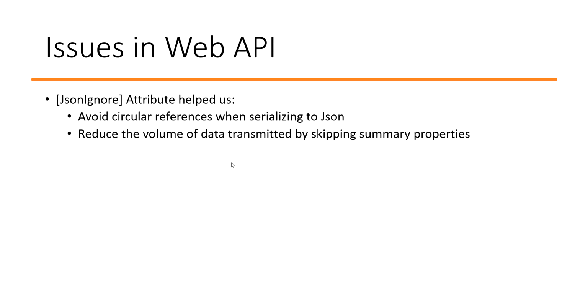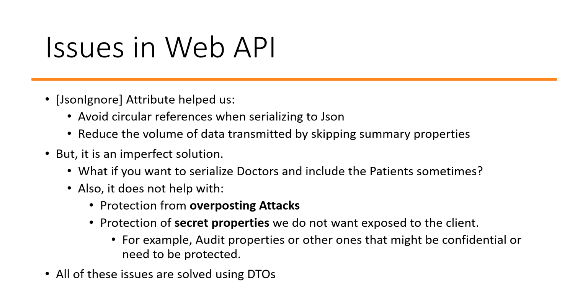Also cut down the volume of data because we could say, yeah, we want our summary properties there maybe for other purposes, but we don't want them in the JSON data, right? But it's an imperfect solution because it doesn't deal with over-posting. Also, what if we have secret properties? Remember, the main example of doing that we put into practice last term was for audit, right? Our audit properties, so we'd have a basic audit trail of who updated the record and when and so on and so forth, right? Who created it and when.